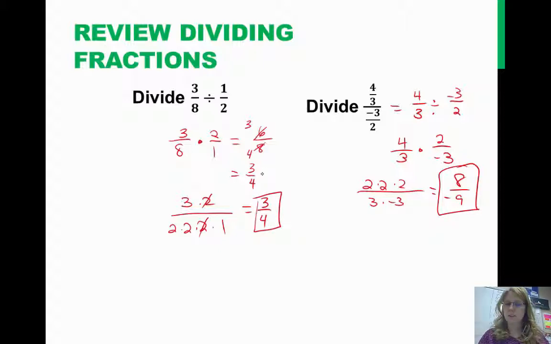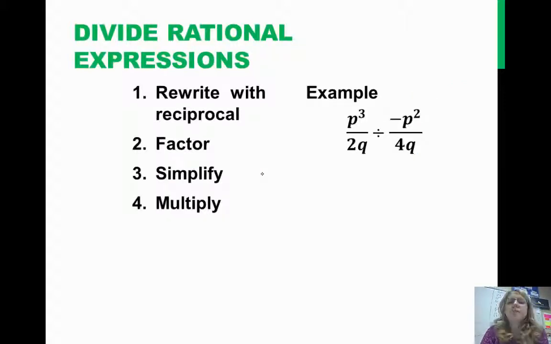So let's look at our next slide. Here are the steps you need to remember when dividing rational expressions. First of all, you're going to rewrite with the reciprocal and multiply. Don't forget to make it a multiplication. Second of all, you're going to factor each one, then you're going to simplify, and then you're actually going to do the action of multiplying.